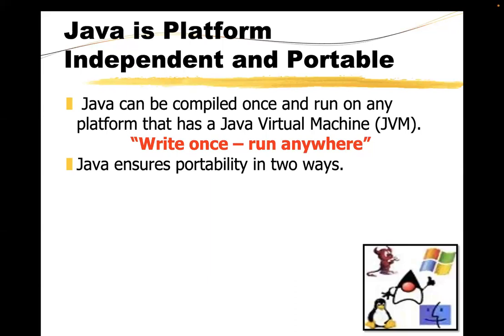One is integral types, floating point types, character type, and Boolean type. Boolean and character. Yeah, right. What are the integral types? Byte, short, int, and long.